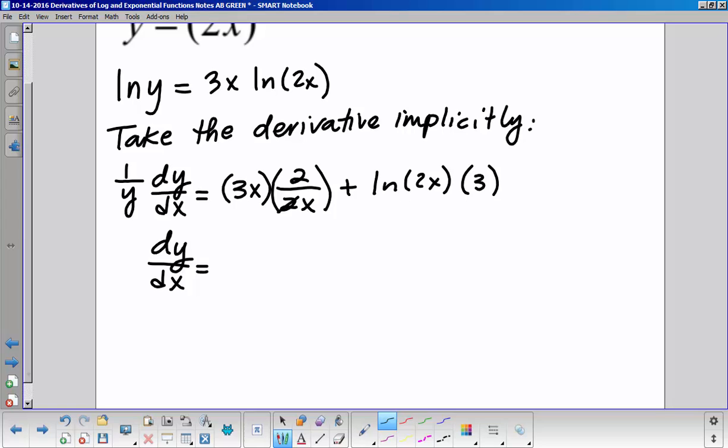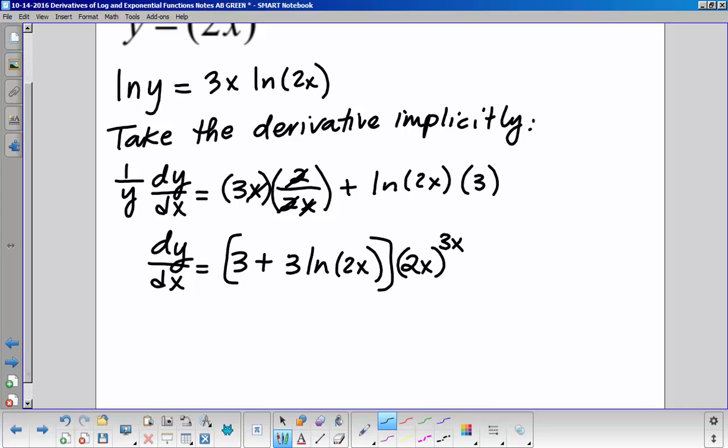And then you get dy/dx equals 6x over 6x squared. Well, I can cancel these 2's, right? Yes. And I can cancel the x's. So just 3, right? Yeah. 3 plus 3 times natural log of 2x times y, which is 2x to the 3x. Very good.